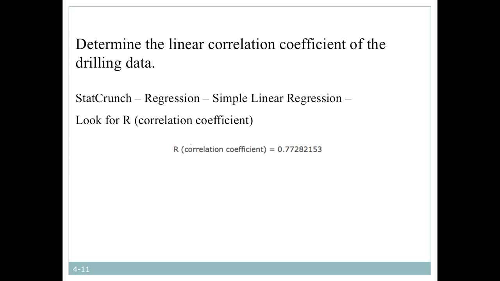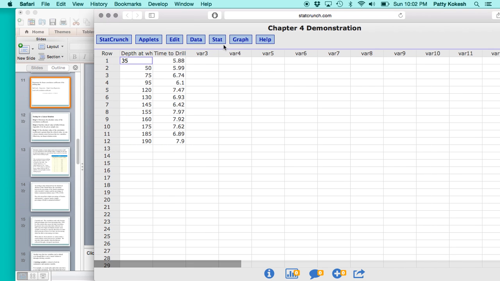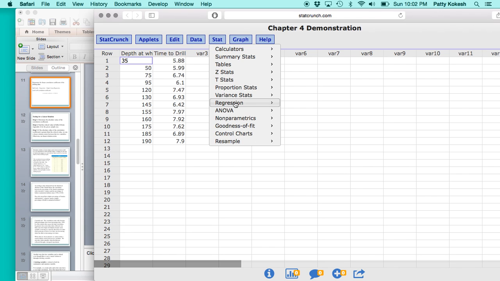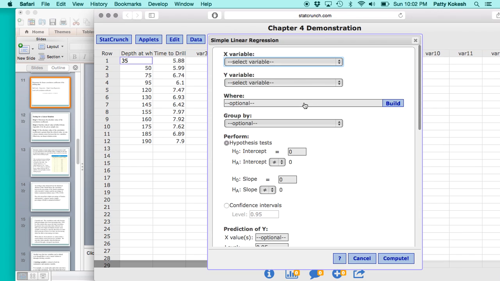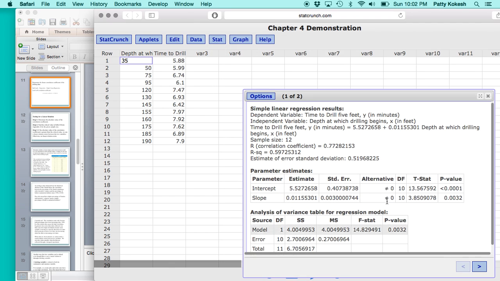So if we want to determine the linear correlation coefficient of our drilling data, we're going to use StatCrunch, okay? So I'm just going to navigate over there real quickly. So I am going to close out of my scatter plot. And where we're going to be going in StatCrunch for the remainder of all of the things we're doing today is just Stat, Regression, and then Simple Linear. And then at this point, all we do is we select our x variable and we select our y variable. And we don't need to make any other changes here, and we can just go ahead and click Compute.